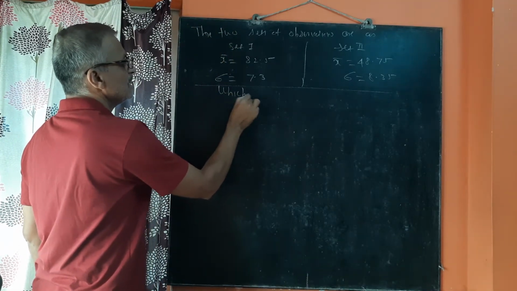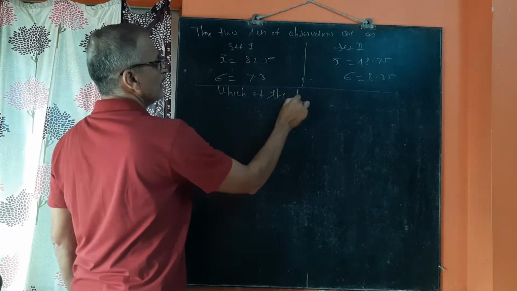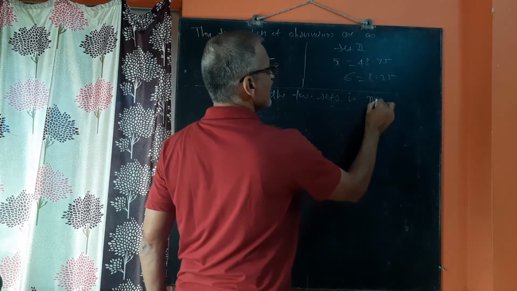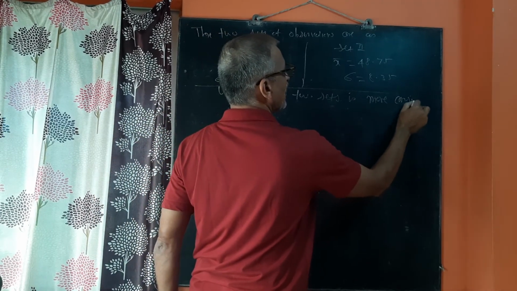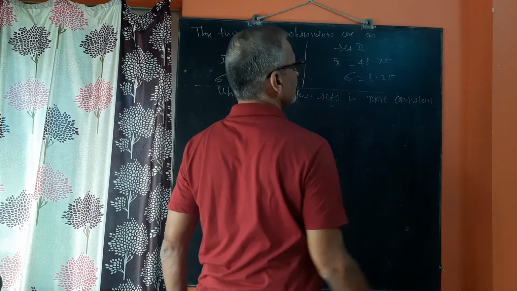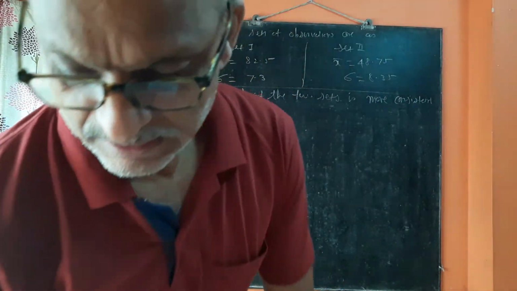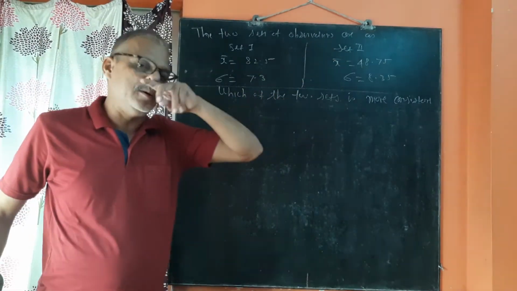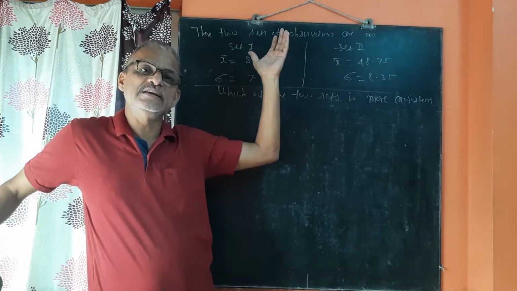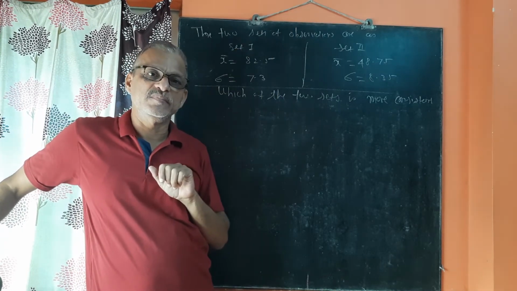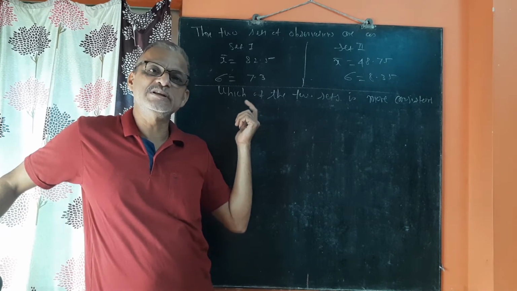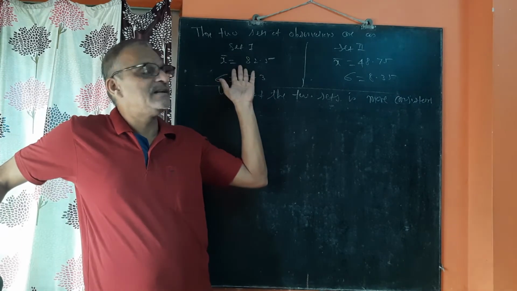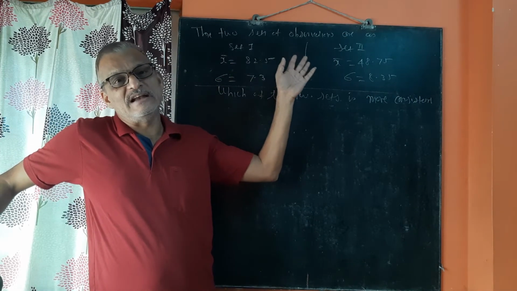The question is which of the two sets is more consistent. Now in the previous problem only the observations are given, that means the values of x are given. The runs scored by the batsman in 5 innings was given. First we have found x bar, sigma and CV of A.